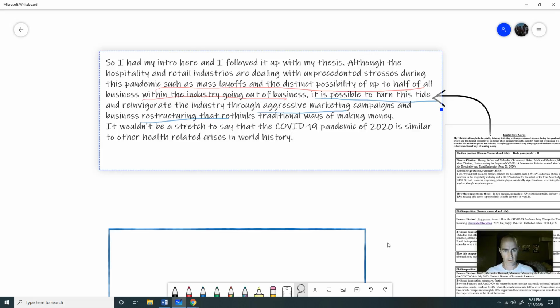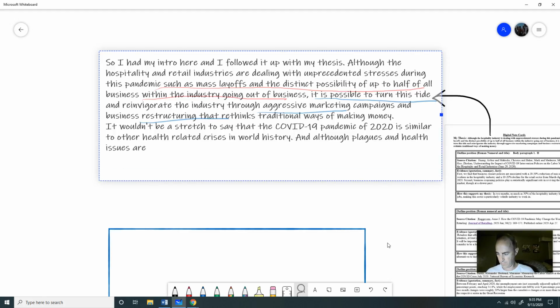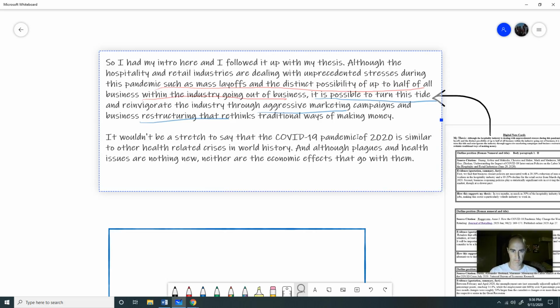Okay, it wouldn't be a stretch to say that the COVID-19 pandemic of 2020 is similar to other health-related crises in world history. Goodness. And although plagues and health issues are nothing new, neither are the economic effects that go with them. Okay, so now I'm actually going to tab that so you see that. So I just created a sentence that kind of leads into the idea that I'm going to start talking about economic effects that go along with this plague or with this COVID scare.